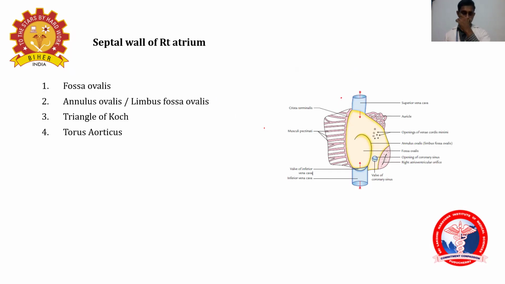So how many structures are there? Four structures are there in the septal wall. That is called fossa ovalis, annulus fossa ovalis, or limbus fossa ovalis, and triangle of Koch and torus aorticus. We'll see one by one.